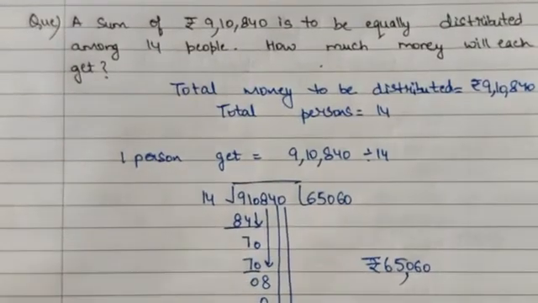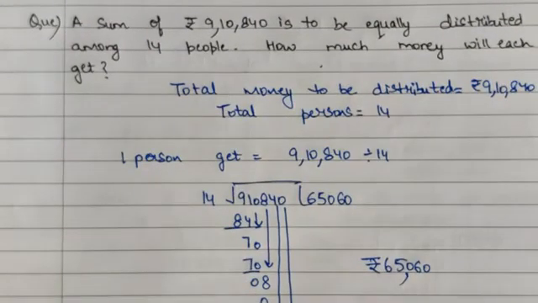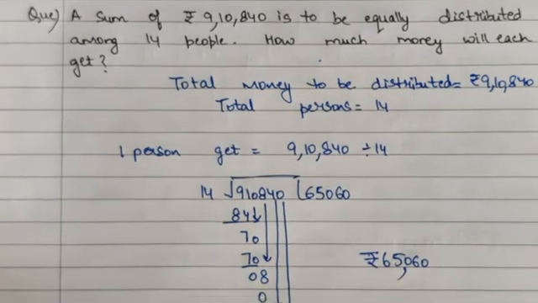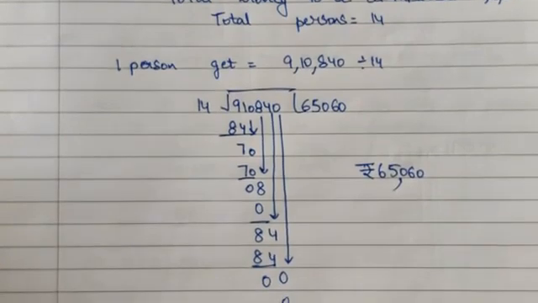The last question. A sum of 9,10,840 is to be equally distributed among 14 people. And how much money will each get? It means for one we have to find out. So again we will do the division. So let us do the division now.